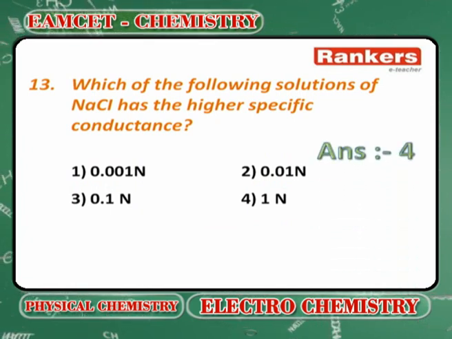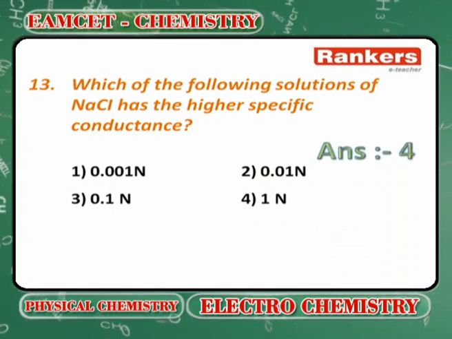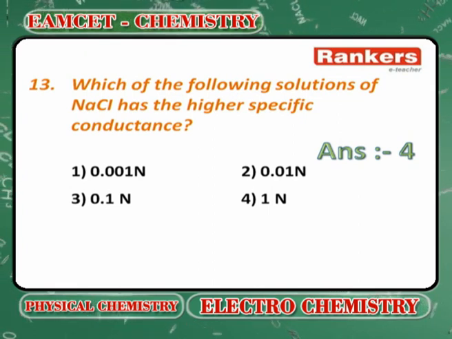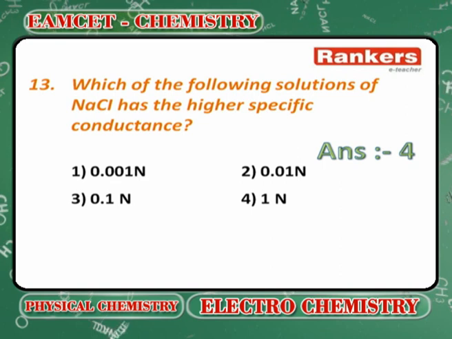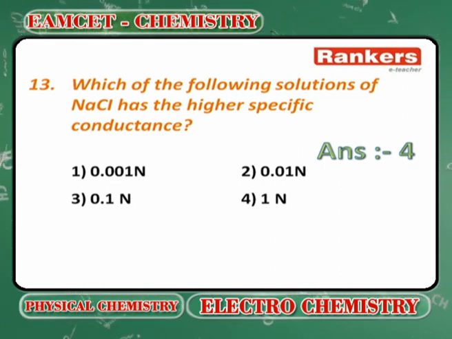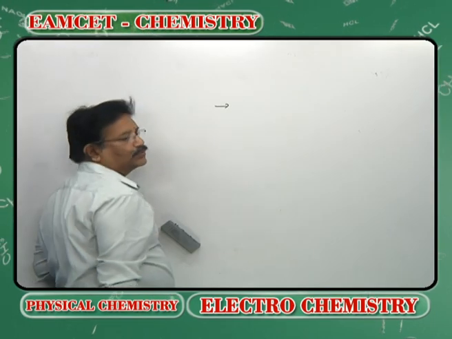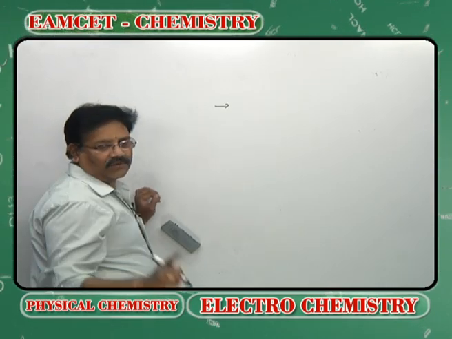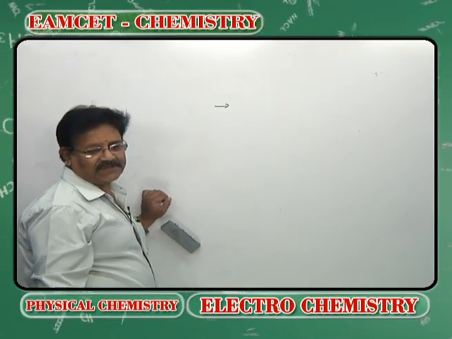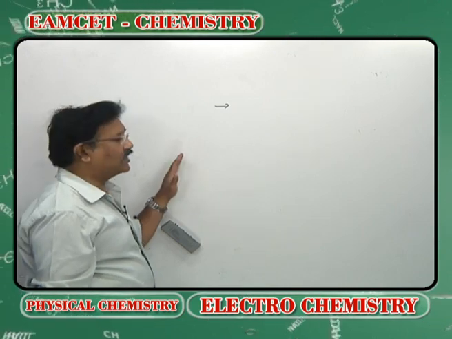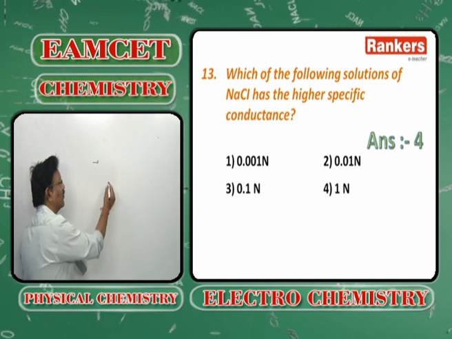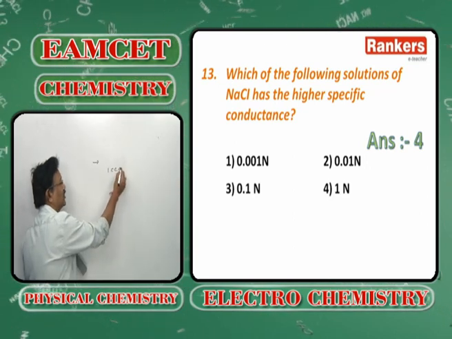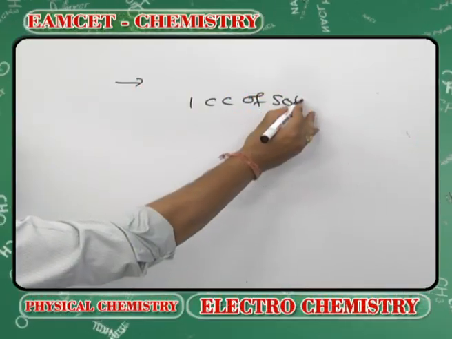Which of the following solutions of NaCl has the higher specific conductance? So what is, by definition, specific conductance? Specific conductance is the conductivity due to the number of ions present in 1 cc of the solution.